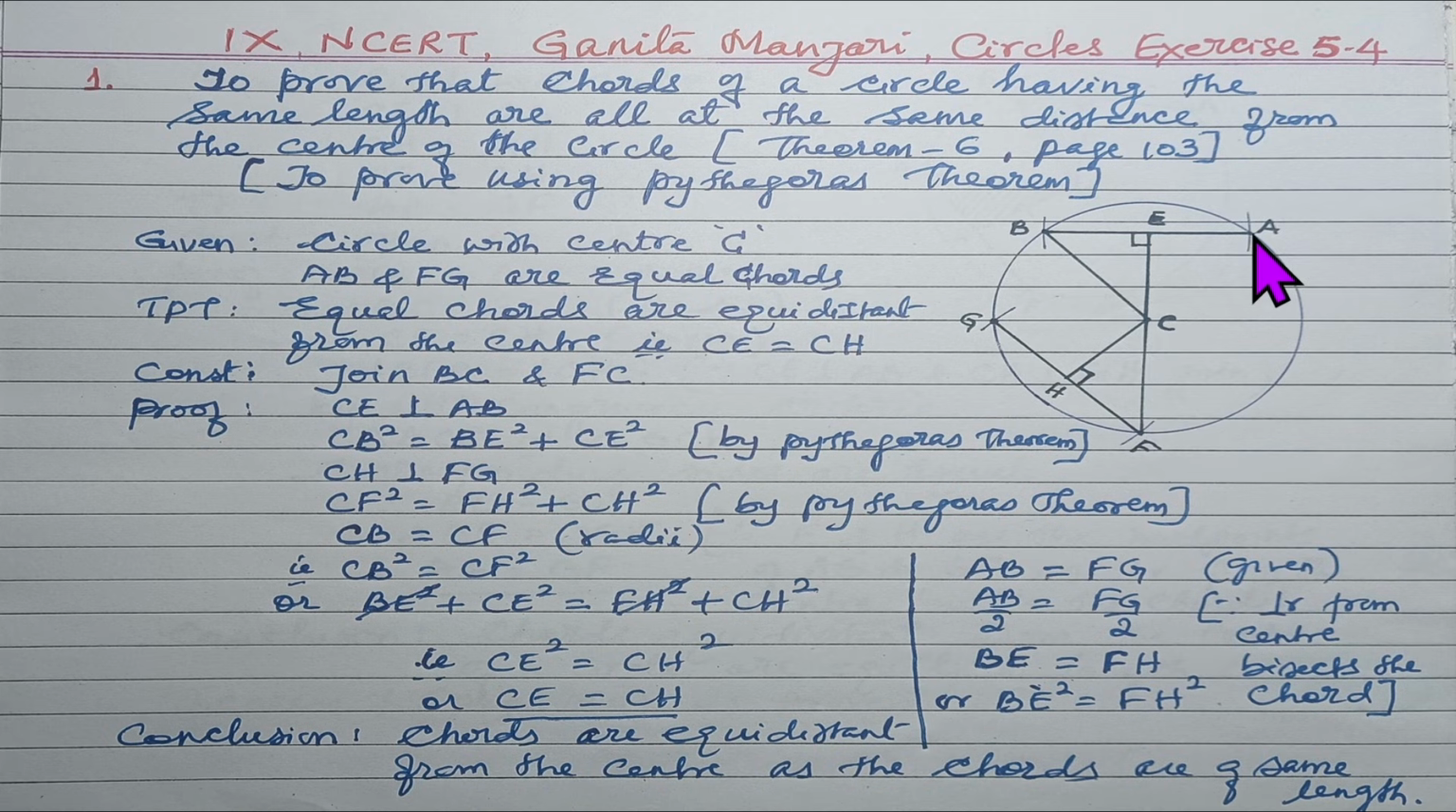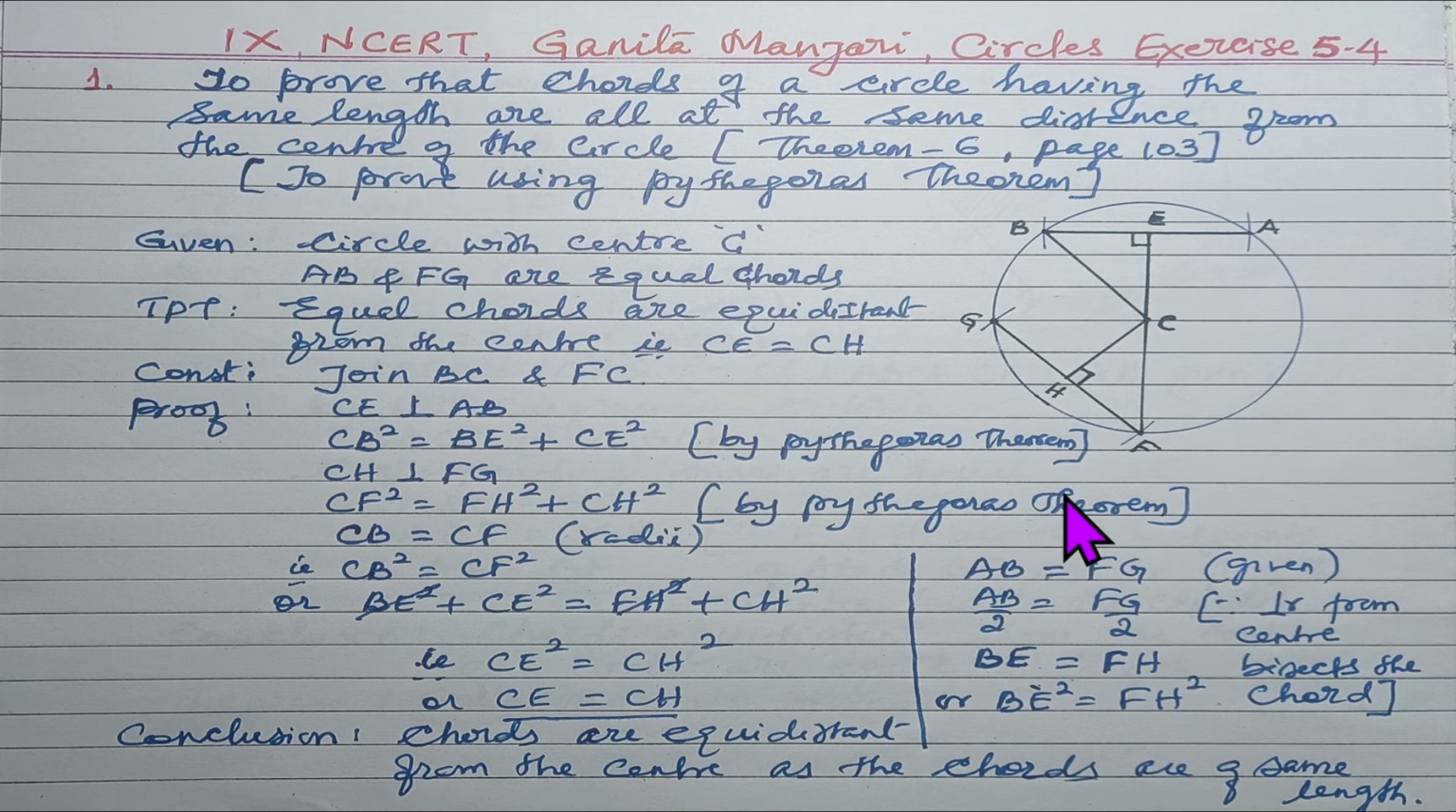Now CE is perpendicular to AB. Therefore, in the triangle BEC, we have CB square is equal to BE square plus CE square by Pythagoras theorem. That's what I have written here. Again here CH is perpendicular to GF. That means in triangle CHF we have CF square is equal to FH square plus CH square, again by Pythagoras theorem.